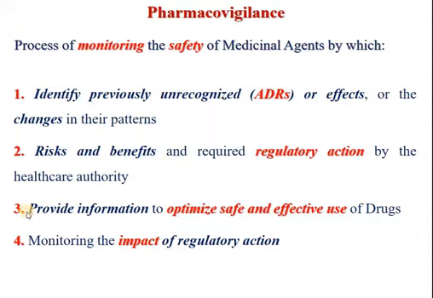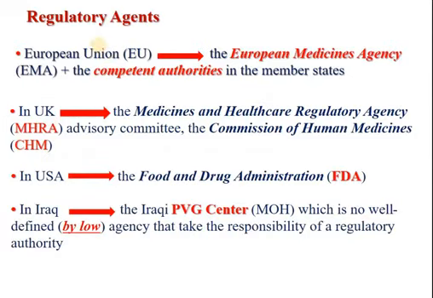The third point is that pharmacovigilance can provide information to optimize the safe and effective use of drugs. Number four is monitoring the impact of the regulatory action, which means that according to the collected data or the reported cases of toxicity or safety concern, the regulatory authority can take an action to modify the use, sometimes removing or withdrawing the drug or chemical from the market, and then follow up this action in the future. In this regard, many regulatory authorities in different communities are responsible for performing the process of pharmacovigilance.